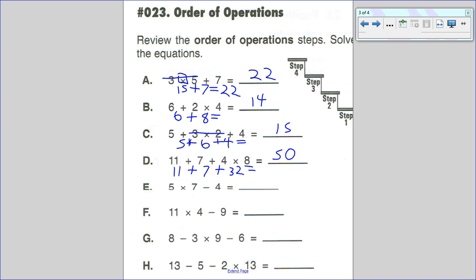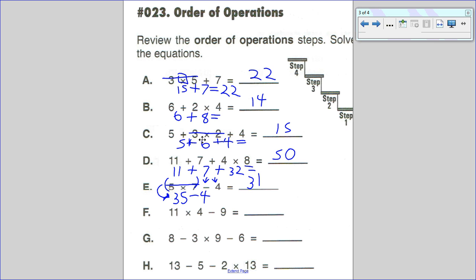Okay? E, we've got multiplication and subtraction. We know by now we're doing multiplication first. 5 times 7 is 35. Bring down the negative sign into 4, or subtract 4. So we're done with these because we don't need the 5, we don't need the multiplication symbol, we don't need the 7, because all this means 35. So we're done with that. Okay? But we're not done with this. So we bring it down. 35 minus 4, 31. Okay?